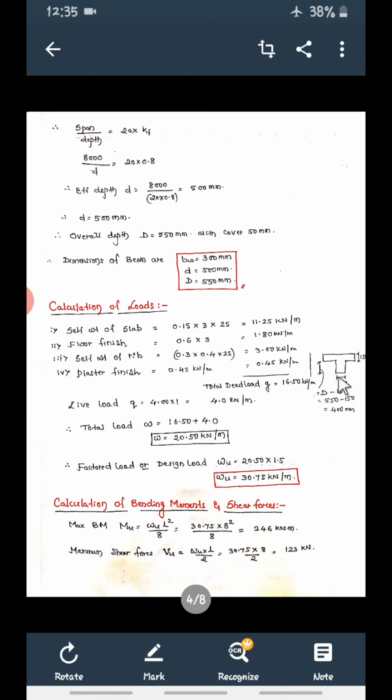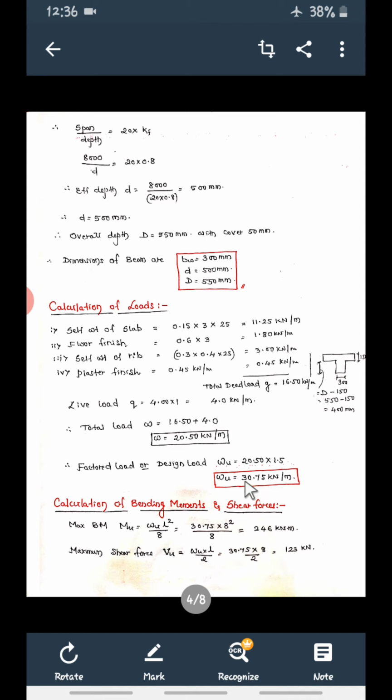Now once the load is calculated, the next important step is calculation of bending moment and shear force. There is no change here. Whatever steps we followed in the singly reinforced beam or doubly reinforced beam will be the same. So we are going to calculate maximum bending moment and maximum shear force. Maximum bending moment Mu is equal to wL square by 8, since it is simply supported.